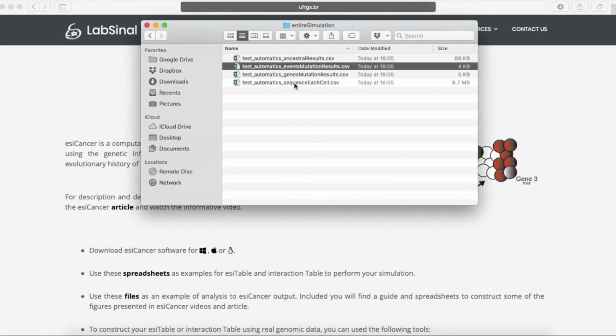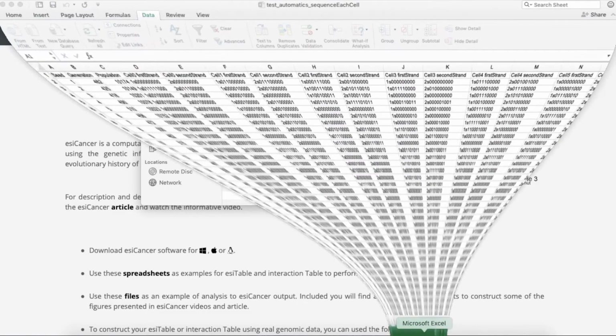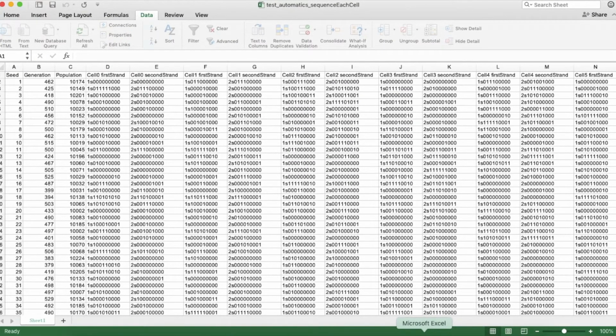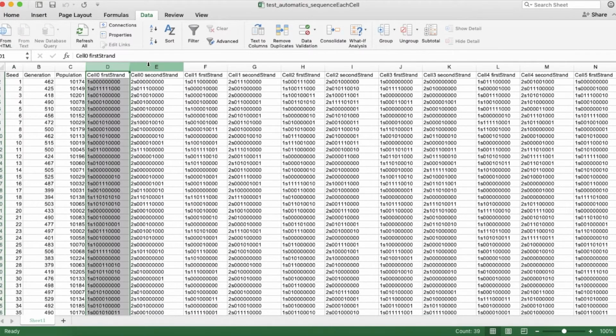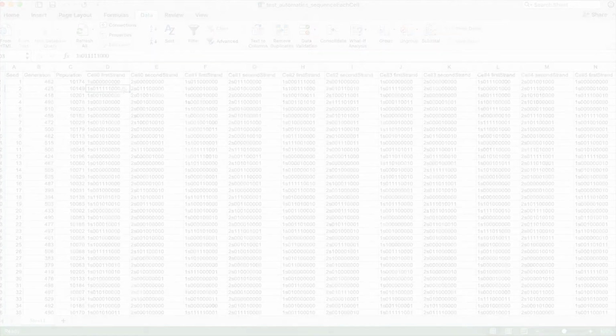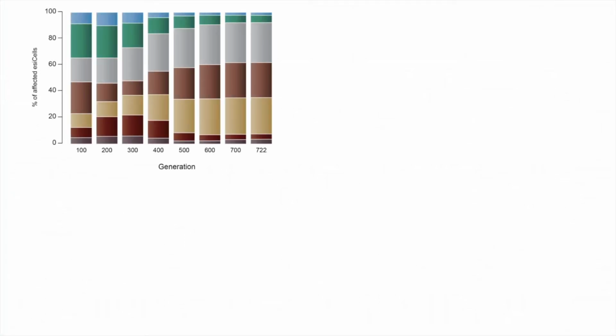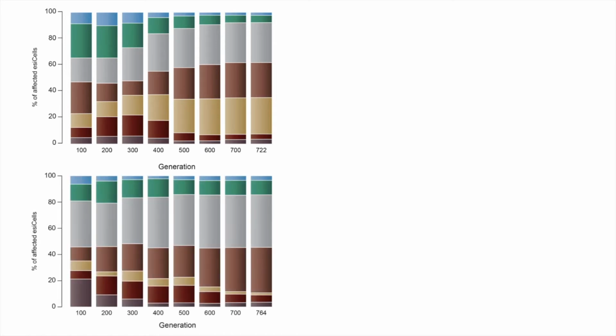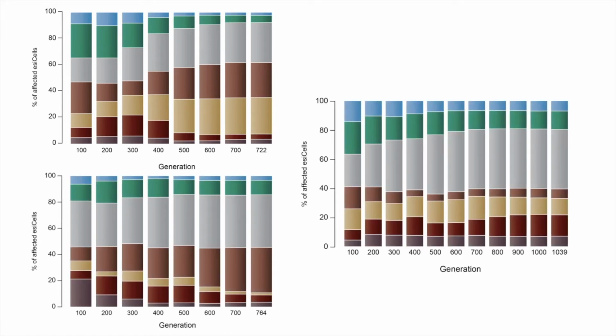Finally, in the sequence each cell output, the single-cell genes in the 2 alleles are represented by 2 independent lists in a binary form, in which 0 represents absence and 1 represents the presence of an alteration in the gene. From this output, it is possible to infer phylogenetic trees using specific software, as shown in these examples, resulted from Easy Cancer simulations.